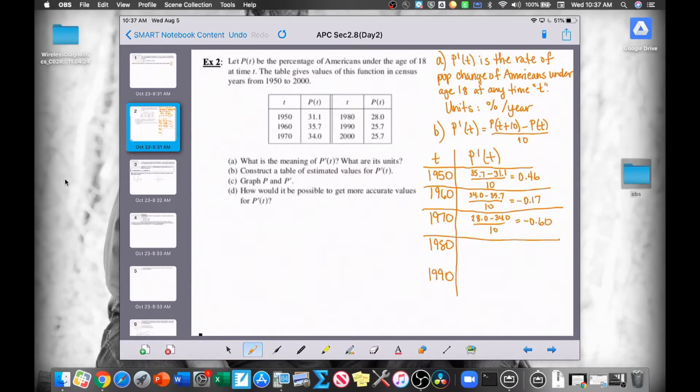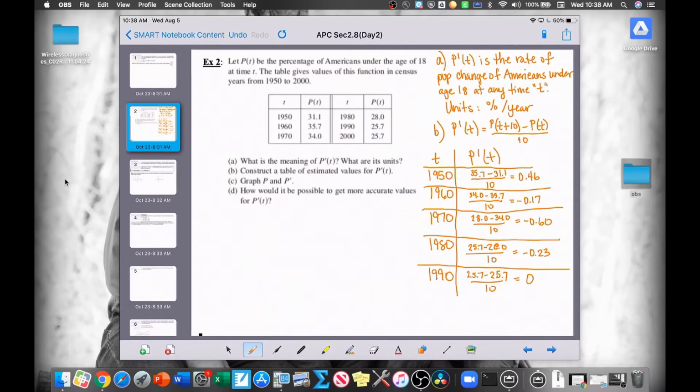In 1980, we will have 25.7 minus 28.0, divided by 10, which gives us a slope of negative 0.23. And then finally in 1990, 25.7 minus, looks like the population held steady, 25.7 divided by 10 gives us a slope of 0 because our y values made 0 in our numerator. All right, so now we have a table of values for P prime of t.